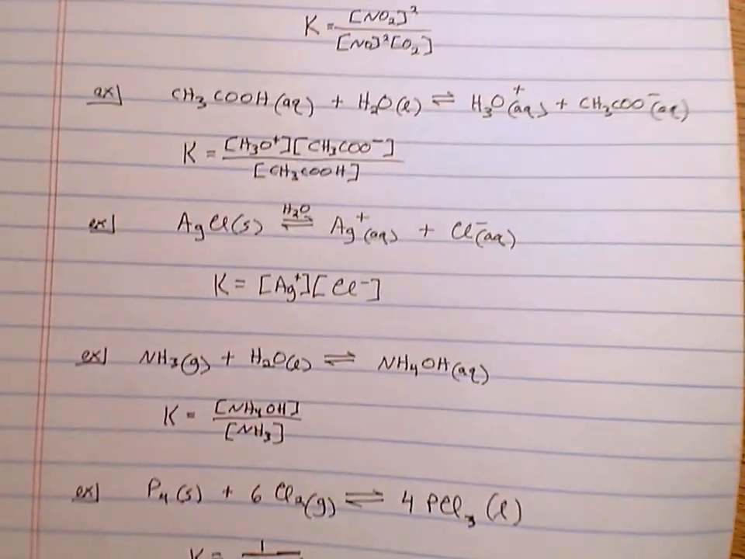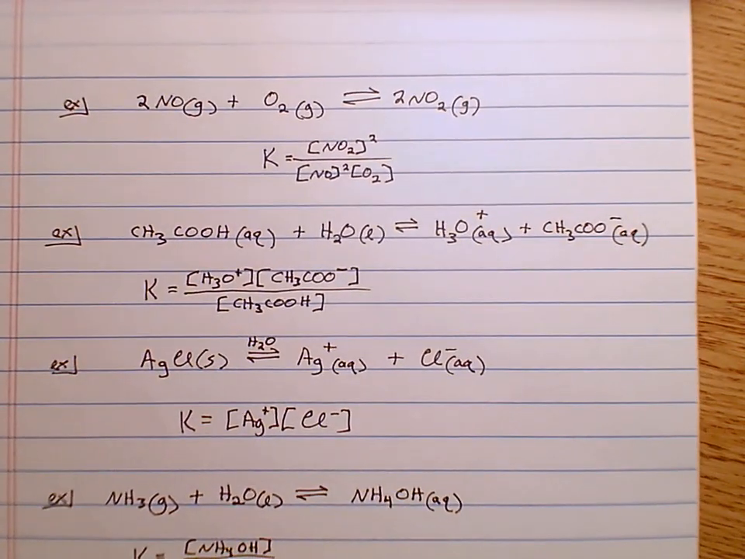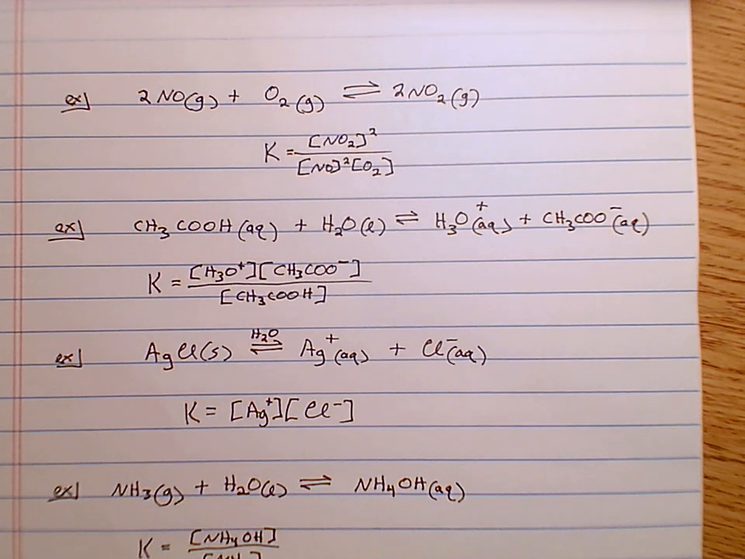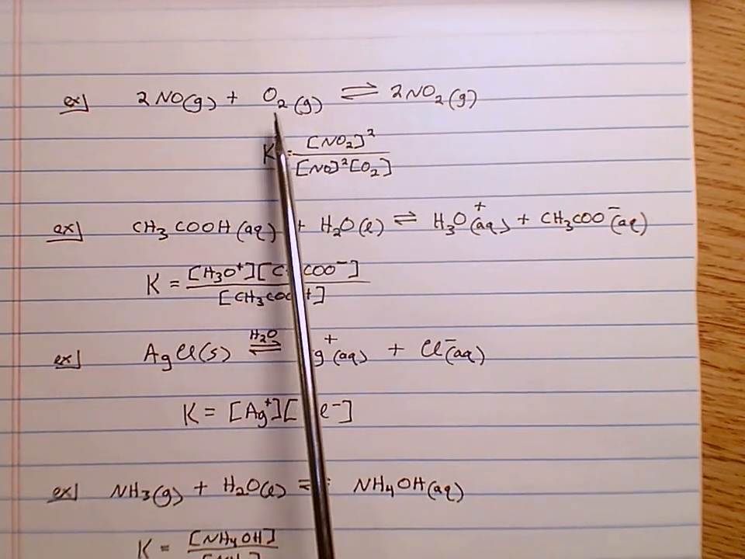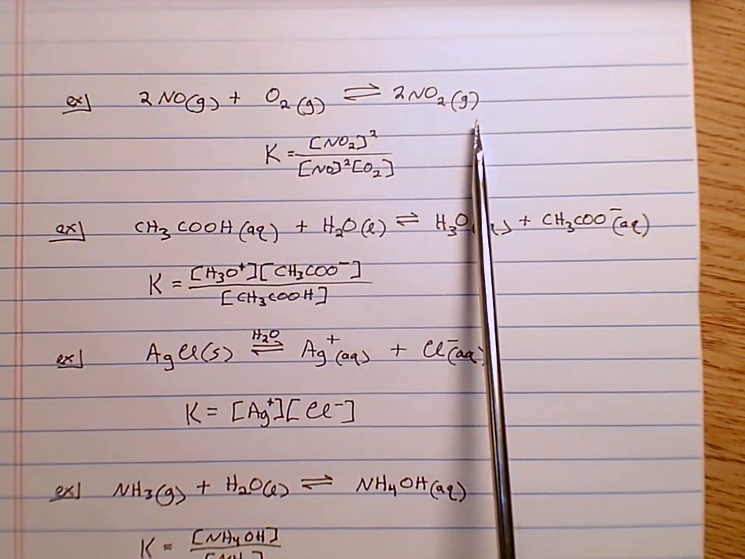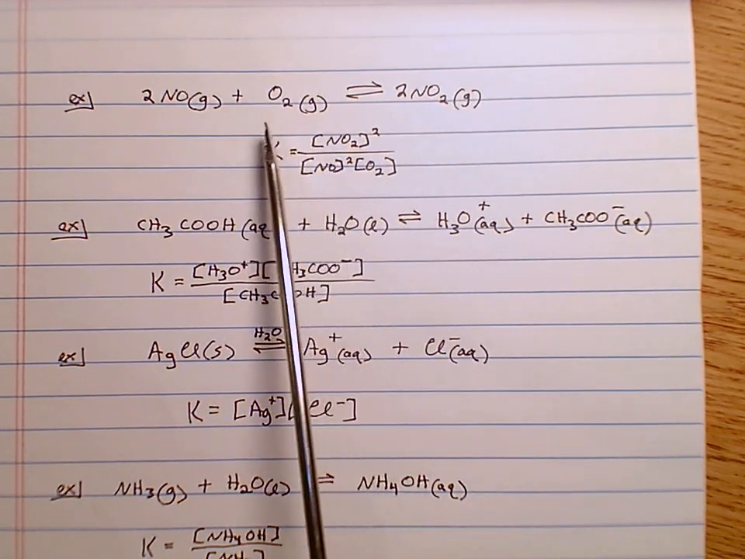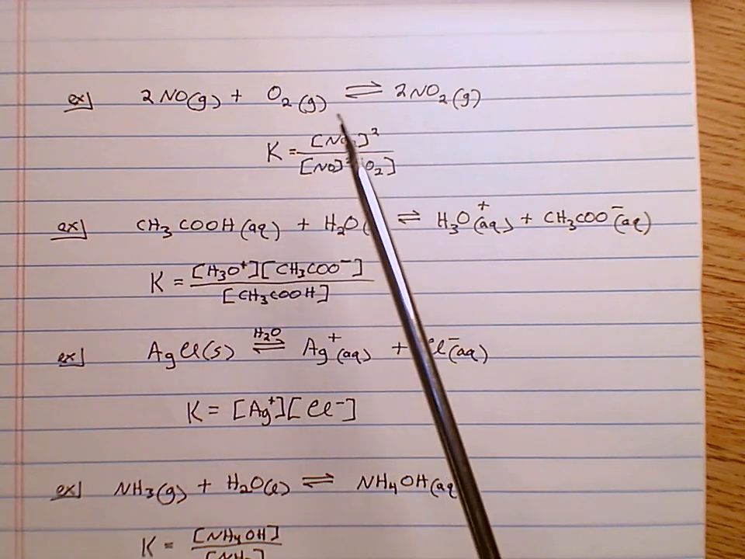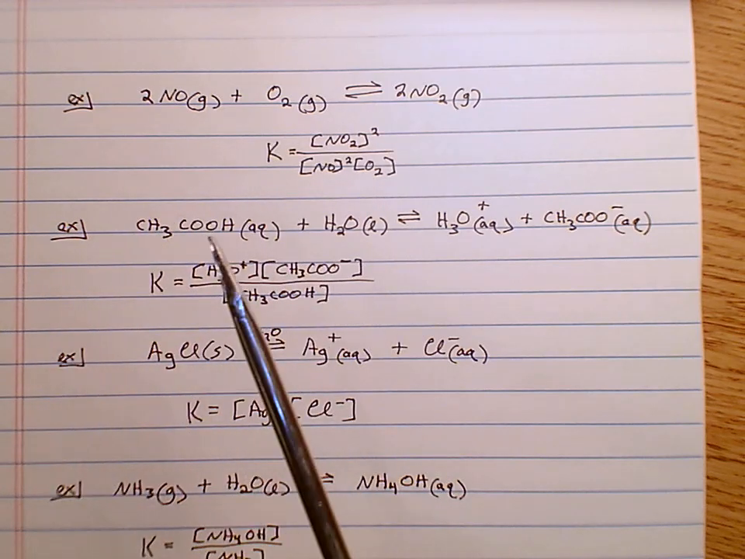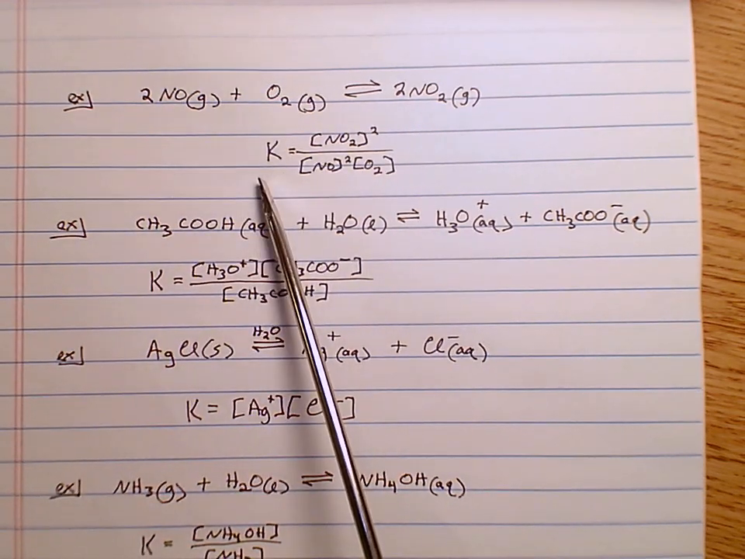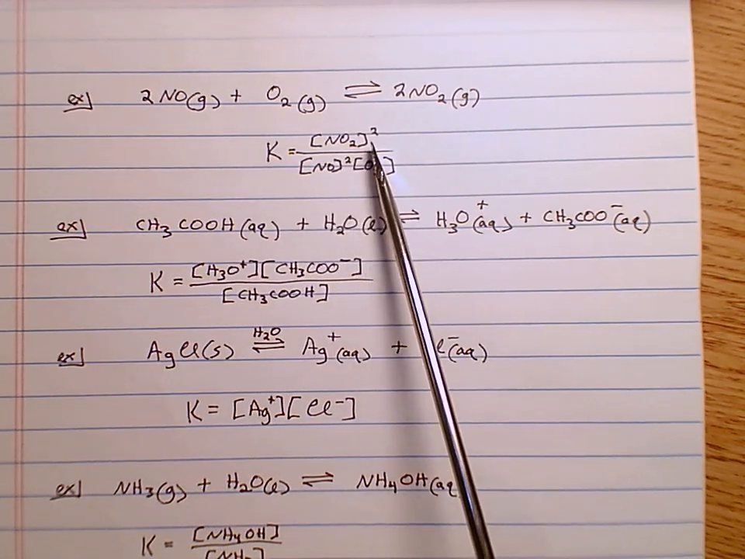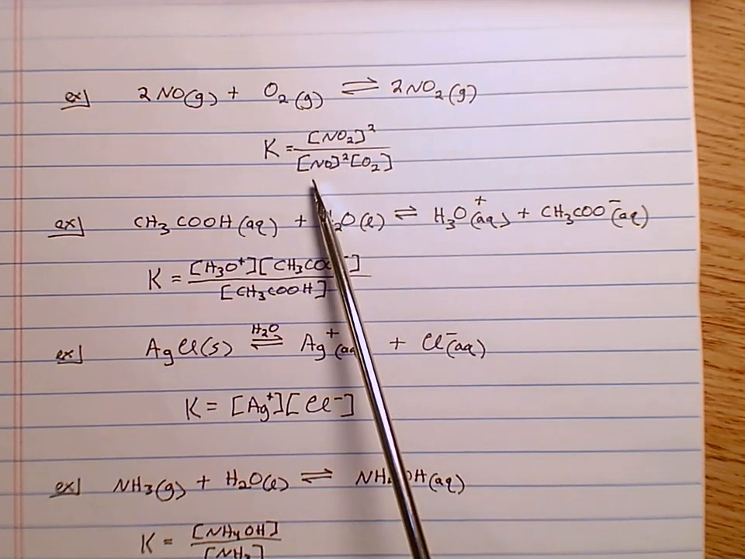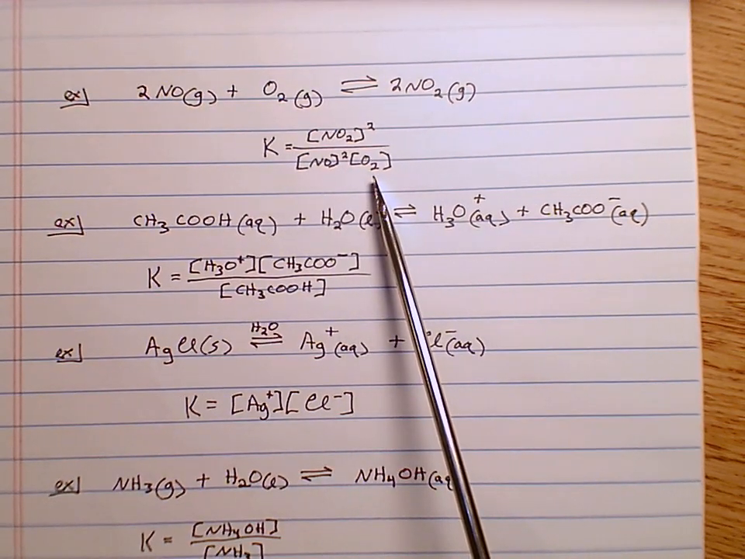So let's go through some examples of writing equilibrium constant expressions. And I believe once you get the knack for it, you're going to find this is not hard. Here's our reaction: 2NO gas plus O2 gas in equilibrium with 2NO2 gas. Everything's a gas, so everything gets put into the equilibrium constant expression. Recall the equilibrium constant expression is products over reactants. So K equals the concentration of NO2 squared, because we've got the 2 right here, divided by the concentration of NO squared times the concentration of O2.